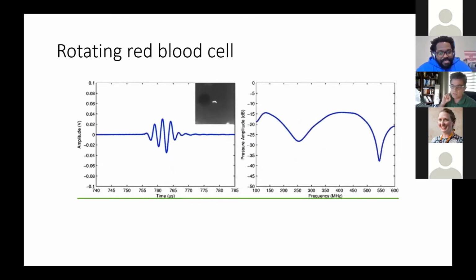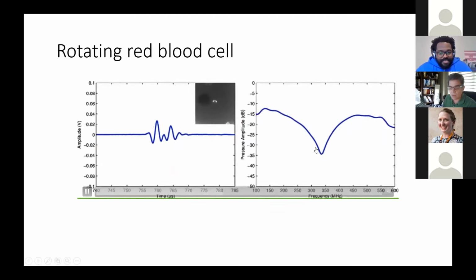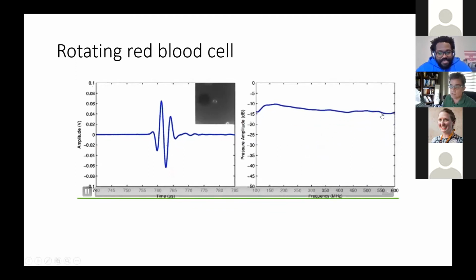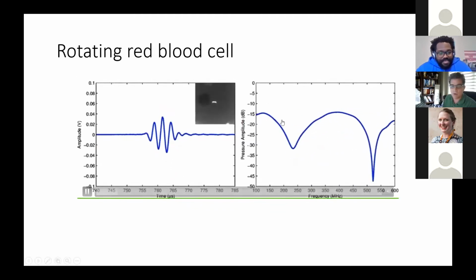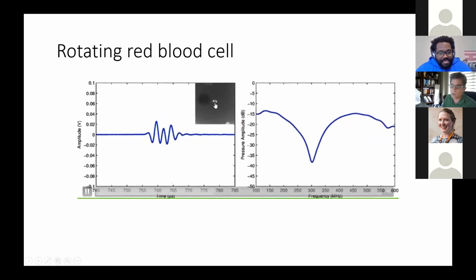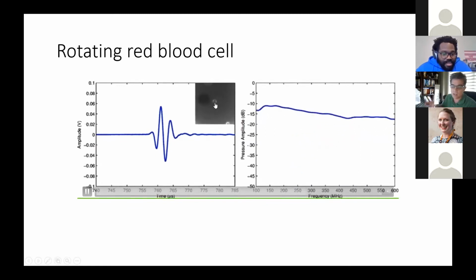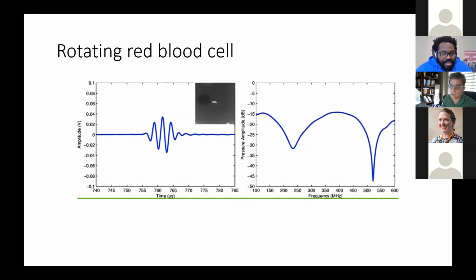this red blood cell. And you could see here in the frequency domain, so these are the different frequencies of the sound that are produced, very, very different frequencies depending on how it's oriented compared to our device that listens to that sound.